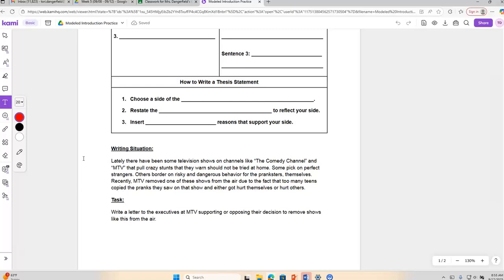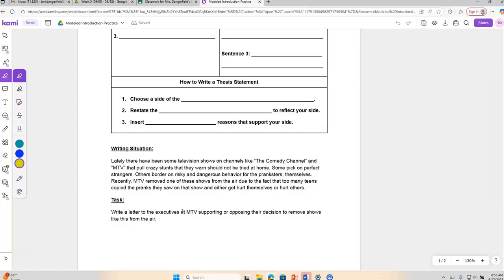Now, this is a pretty stereotypical prompt that you might see with some on-demand writing. It has presented an argument, it has presented a debate. And this particular prompt is specifically focusing on prank shows. It talks about how some people feel like prank shows should be taken away because they're dangerous. People are copying the pranks and they're getting injured. But others think that it's just harmless fun, so there's no need to get rid of these shows.